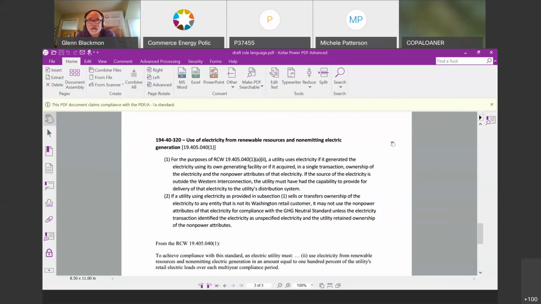And I don't read in this any sort of implication about whether you do or don't have to retire the RECs. We already will have a different rule, and the statute itself also says that all of the renewable resources that are used for compliance with the greenhouse gas neutral standard have to be verified by the retirement of RECs. And I don't see the need to say that again in this particular section.